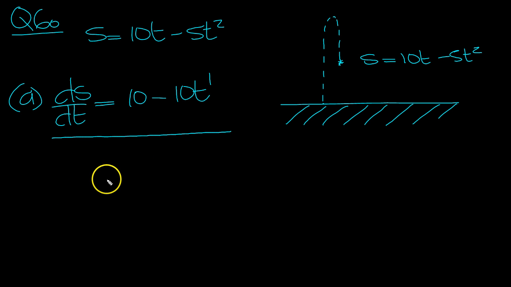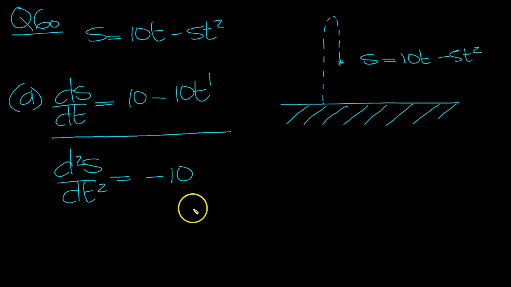Now there's the ds/dt, and d2s/dt2, so differentiate again, get the second derivative, same process. Constant goes to 0, t, just like x, goes to 1, 10 ones are 10, with a minus. Okay, so this is the rate of change of distance with respect to time.